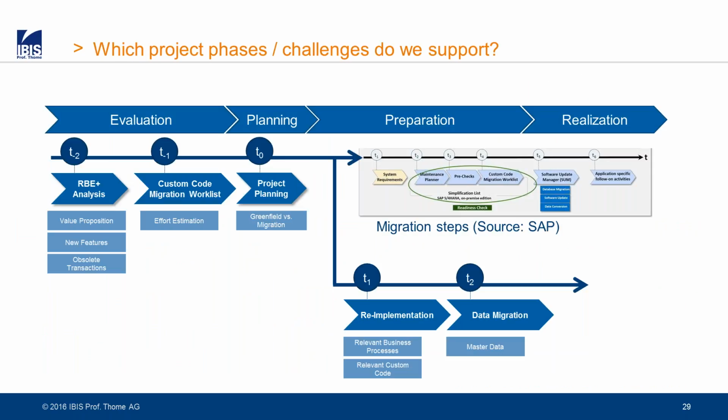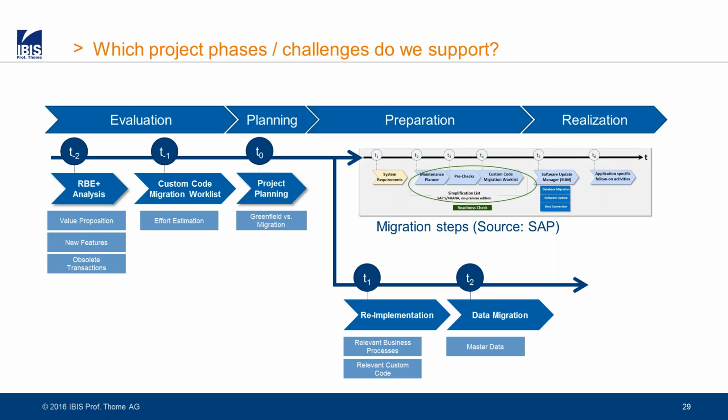Yeah, of course. And yeah, so now we have the question, when should you do these analyses? On the right-hand side, with the gray background, I have the migration steps from SAP. So it basically starts with checking the requirements, using the maintenance planner, pre-checks, and the custom code migration worklist, also known as simplification database. And then use the software update manager to do the migration. But since we've also seen in the first poll that many of you are still in the evaluation phase, these steps are not really relevant for you yet.